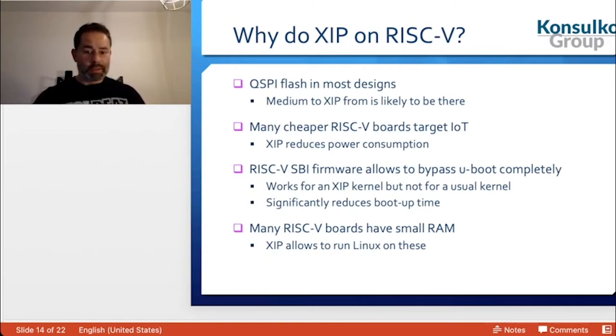Isn't it nice? And finally, many cheaper RISC-V boards have small RAM, and in this case, Linux may be quite a problem to run on those if we don't use XIP. But if we do, then suddenly RAM becomes enough. Isn't it nice?